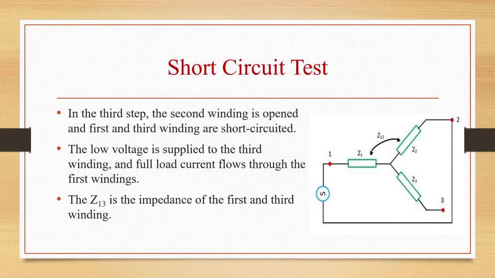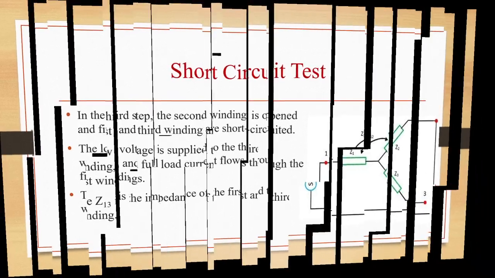In the third step, the second winding is open, and the first and third are short circuited. So what we are doing: 1, 2; 2, 3; 1, 3. In three steps we are short circuiting these three windings. Then a low voltage is applied to the third winding and full load current flows through the first winding. Z13 is the impedance of the first and third windings.